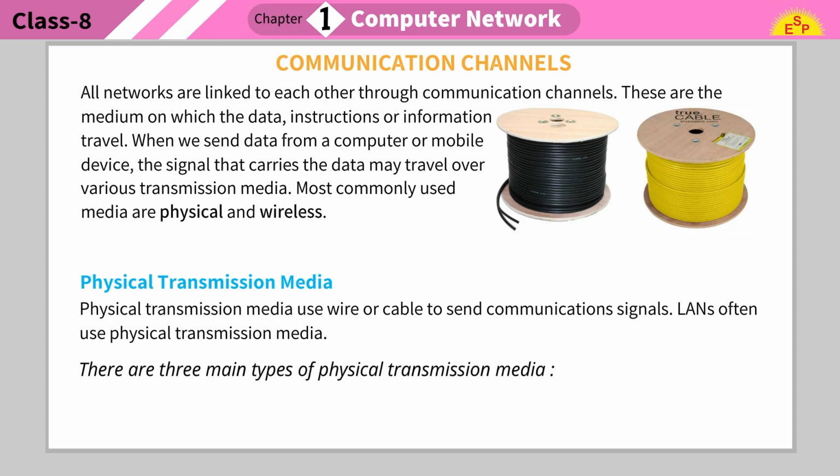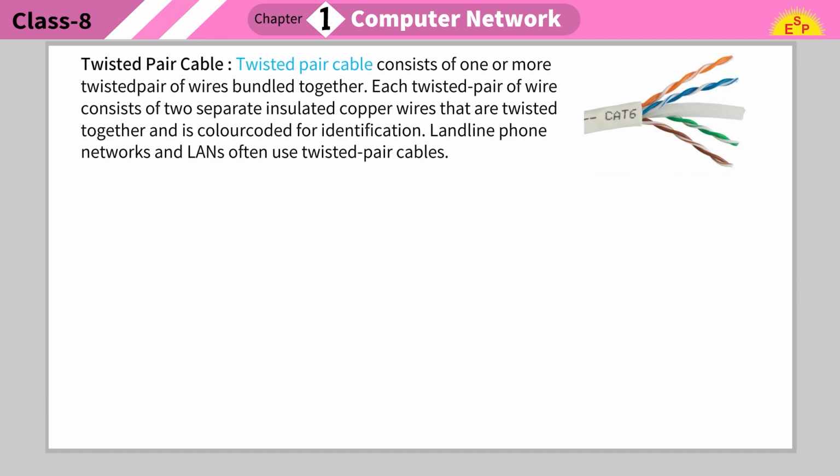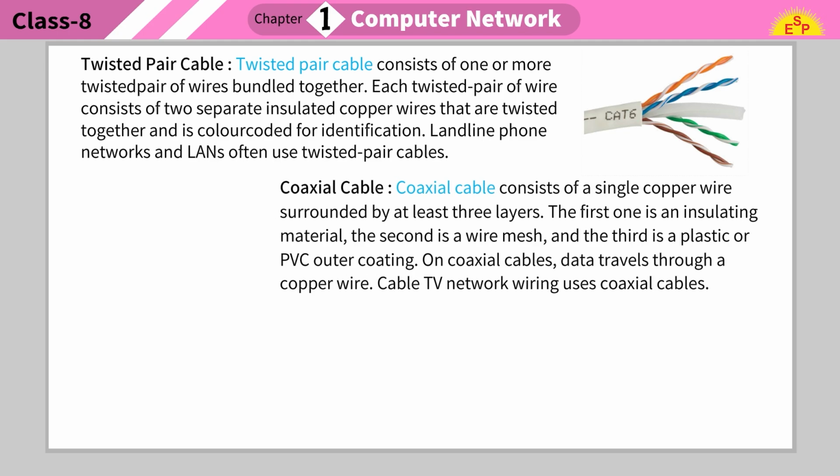There are three main types of physical transmission media: twisted pair cable. Twisted pair cable consists of one or more twisted pair of wires bundled together. Each twisted pair of wire consists of two separate insulated copper wires that are twisted together and is color-coded for identification. Landline phone networks and LANs often use twisted pair cables. Coaxial cable.